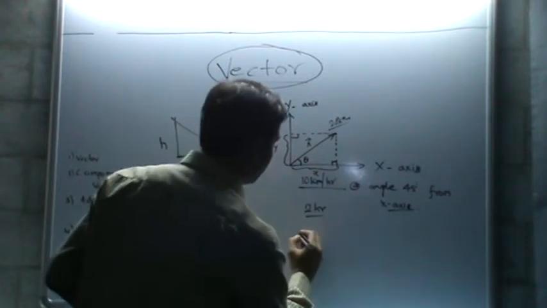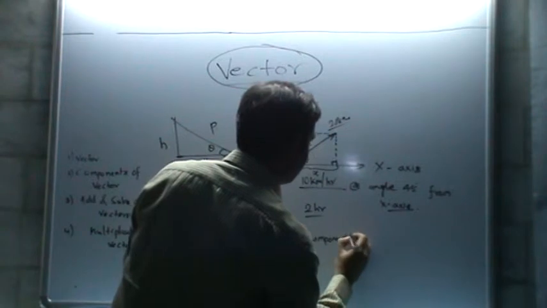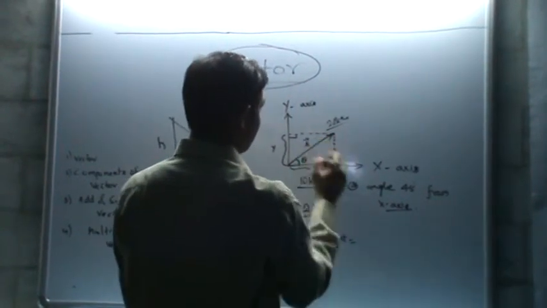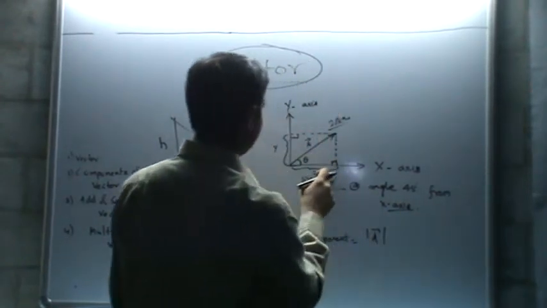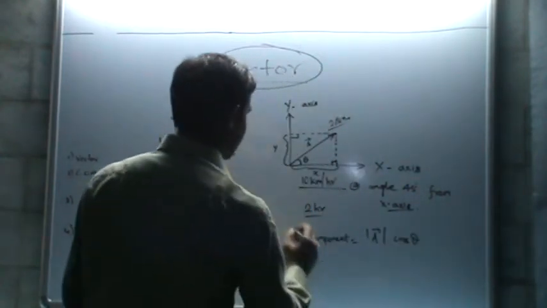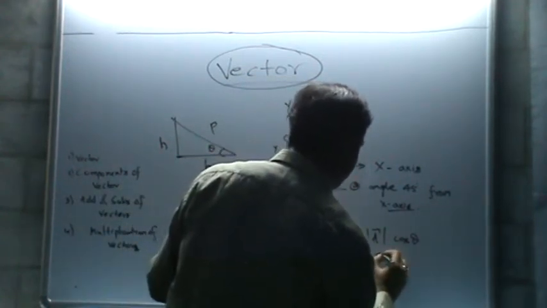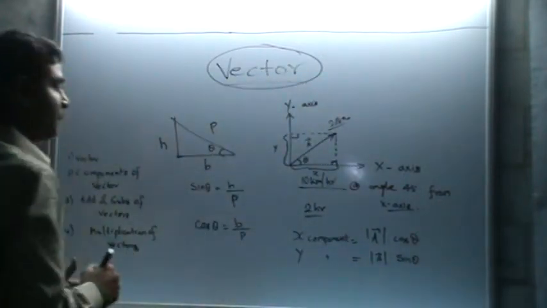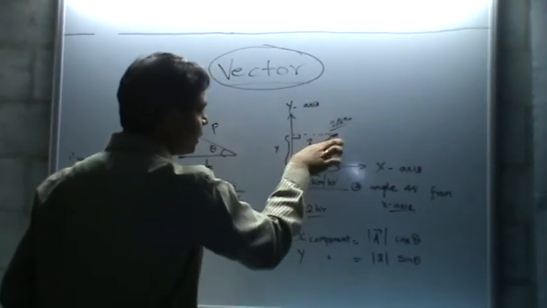How much is the x component? X component equals, this is a, so magnitude of a cos theta, and the y component will become magnitude of a sin theta. Okay, so using whichever angle, you use it to draw this way.